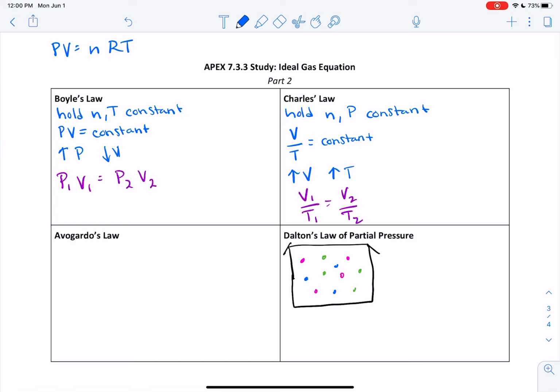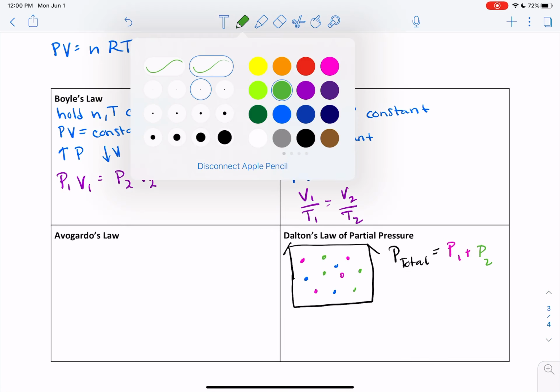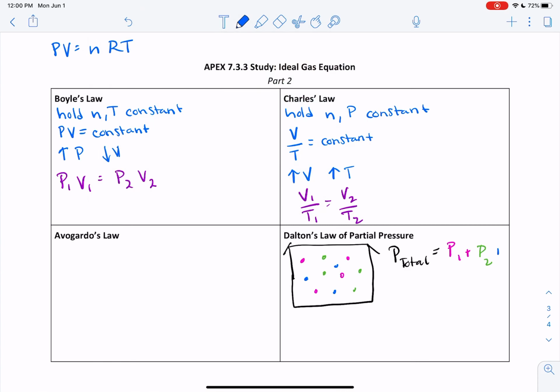What Dalton's Law of partial pressure says is that the total pressure inside this container is going to be equal to the pressure of each part, right? So the pressure total is going to be equal to the pressure of all the pink particles plus the pressure of all the green particles plus the pressure of all the blue particles, okay?